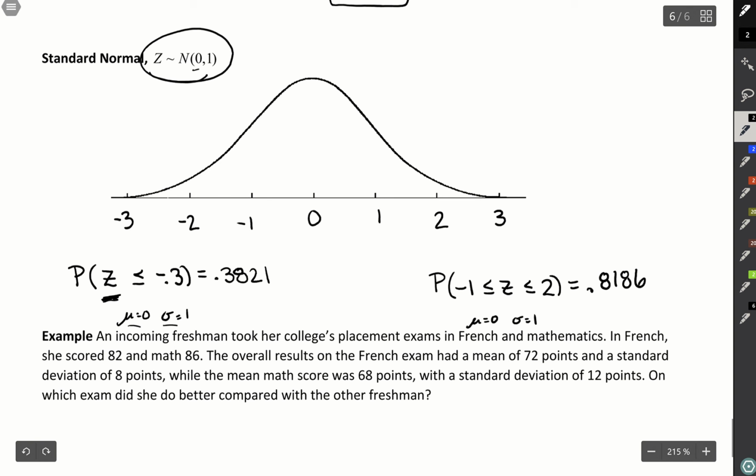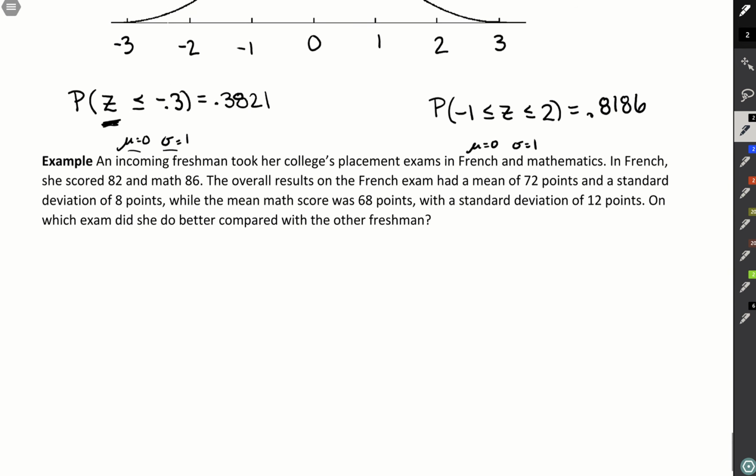So we can use this curve to find probabilities. You can also work with percentiles with it. It's just always relating to z-scores. Let's look at this last example together. We have an incoming freshman, who took a French test and a math test. So let's collect the information for these two scenarios.